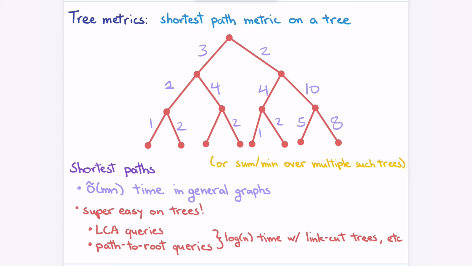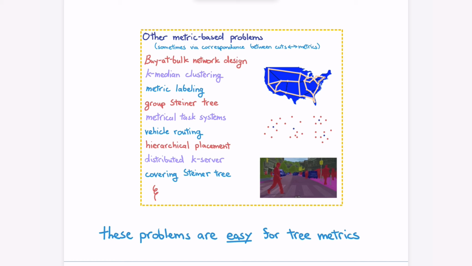Because there's no choice, right? There's a unique path between any two vertices. So trees are very, very nice graphs to work with. All of those previous problems are much easier for trees. For example, consider that buy-at-bulk network design problem, which seems very complicated. But in a tree there's no choice. There's only one way to connect the two vertices. So there's a determined solution.